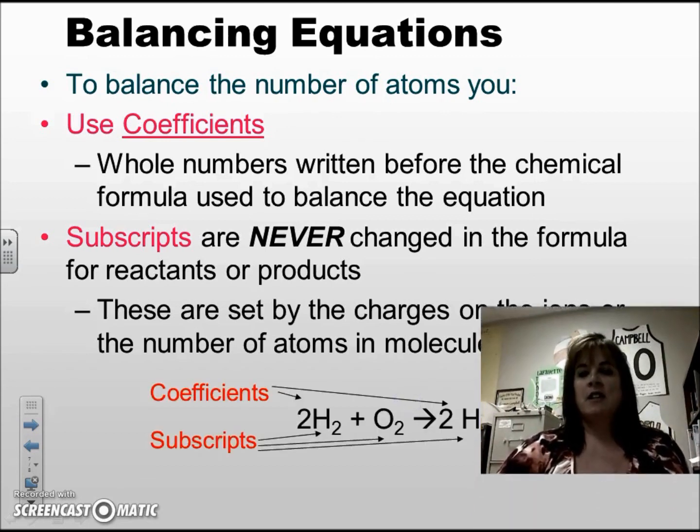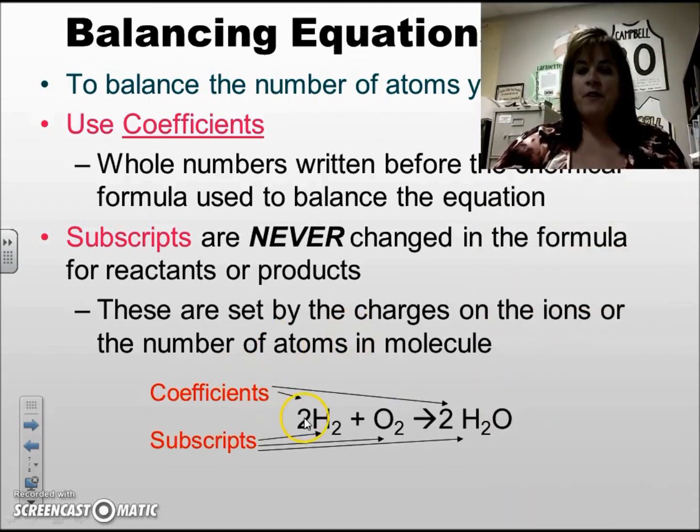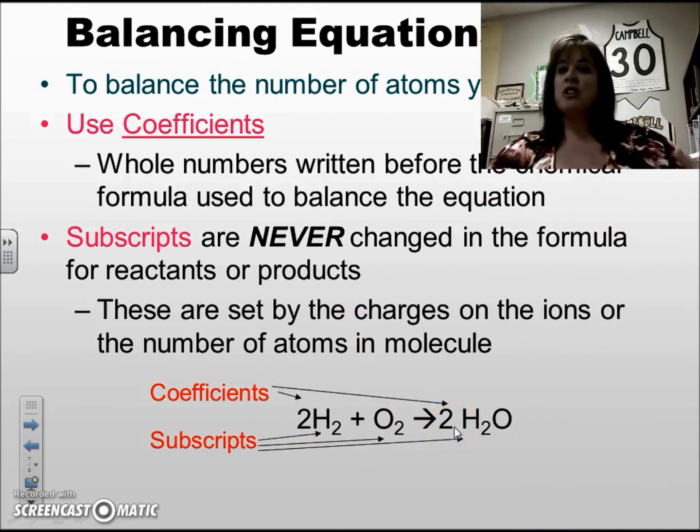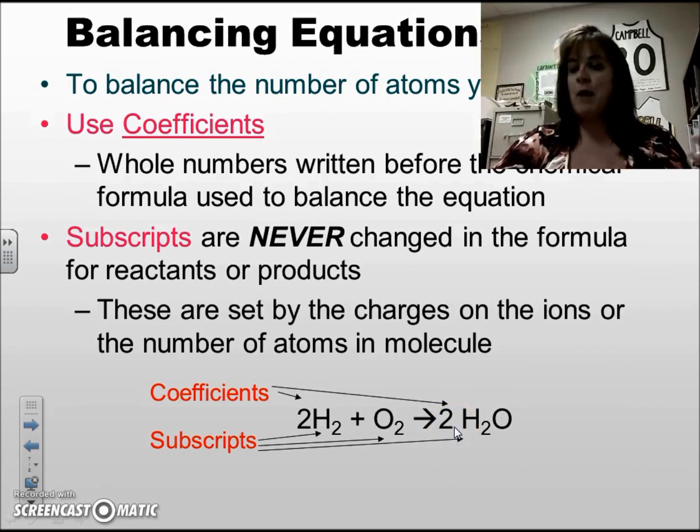So if we want to take a look, just so you're clear, the coefficients are the big numbers that we can just arbitrarily put in front of the compound or molecule in a chemical reaction. The subscripts are these guys. Don't ever change those. You write the chemical formula based off the charge. Then we go back and we balance using the coefficients.